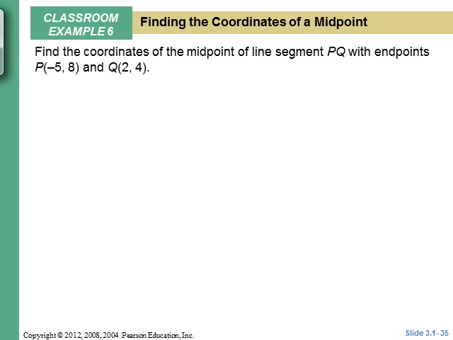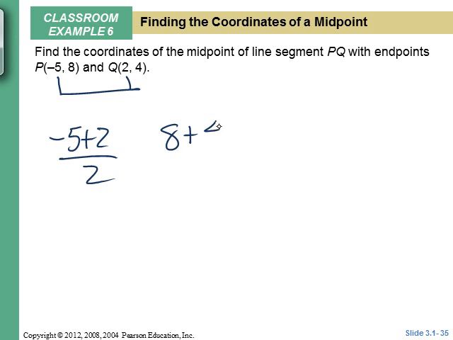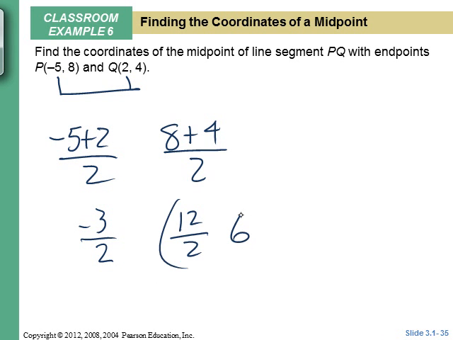So the midpoint of the segment PQ, negative 5 plus 2 over 2, 8 plus 4 over 2. Negative 5 and 2 is negative 3 over 2. 8 and 4 is 12 over 2, which is 6. So the midpoint of that segment is negative 3/2, 6. You try this one.